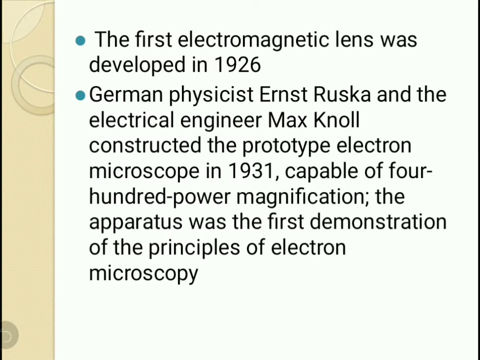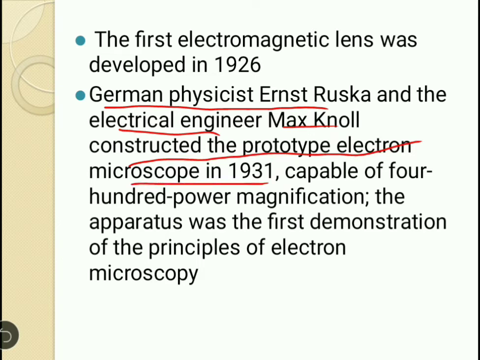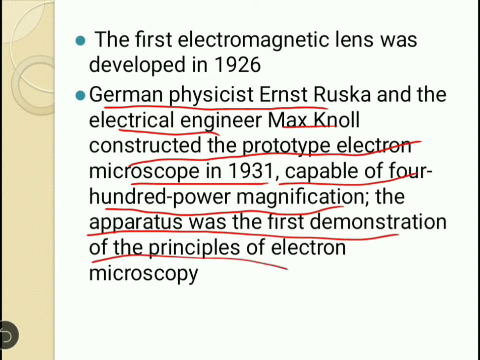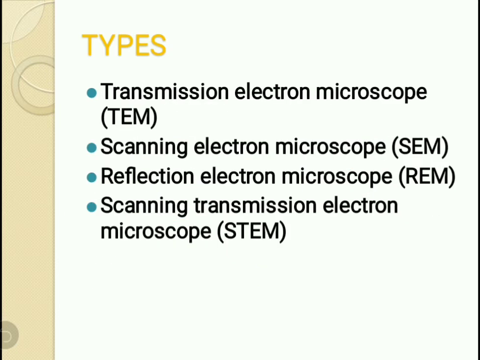Who invented it? The German physicist Ernst Ruska and electrical engineer Max Knoll constructed the electron microscope in 1931. It was capable of 400 power magnification. The apparatus was the first demonstration of the principle of the electron microscope. So these are the scientists who developed the electron microscope decades ago, in 1931.